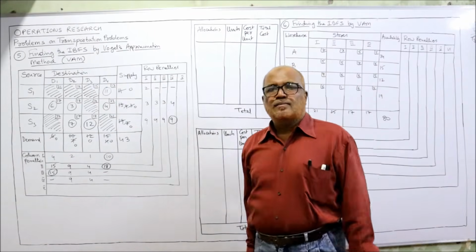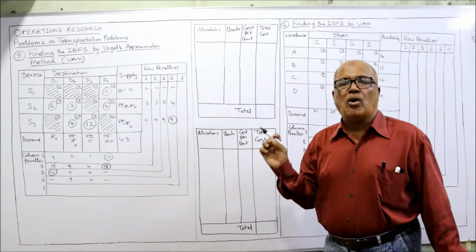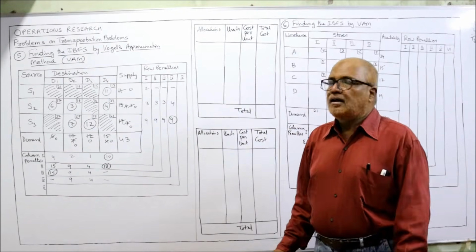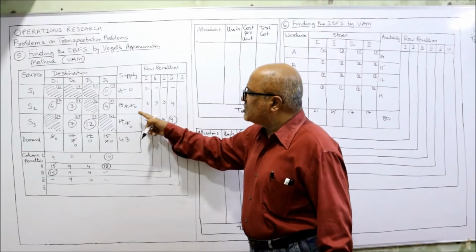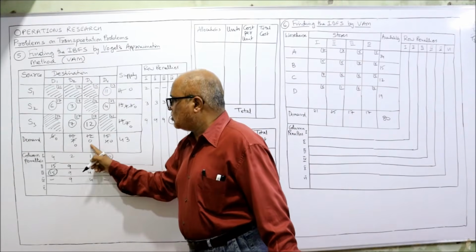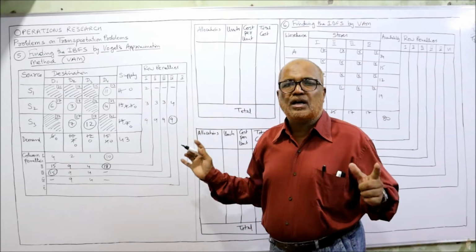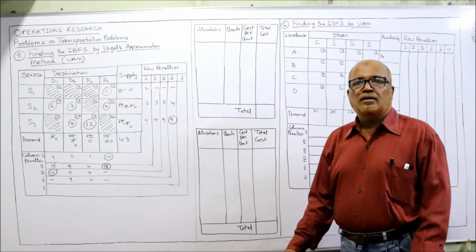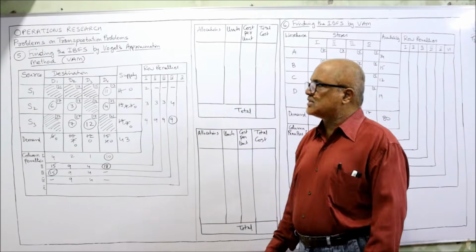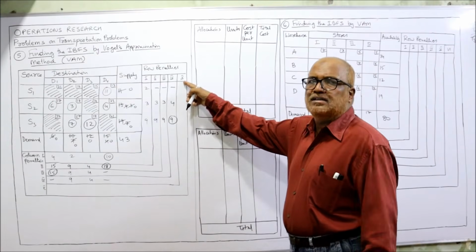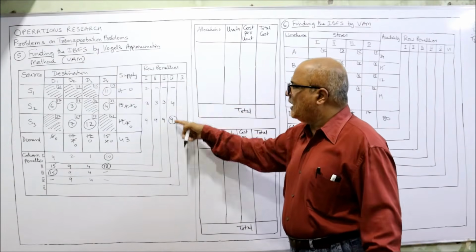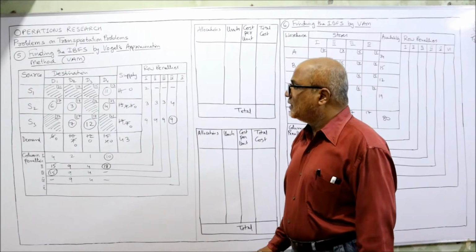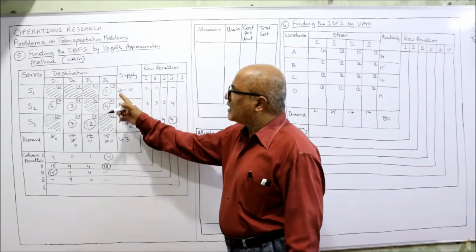Now all the cells are either occupied or blocked. No unoccupied cell is there, and the totals are 0, 0, 0, 0. Here also 0, 0, 0, 0. That means we have correctly made the allocations. This is called VAM's method of finding out the IBFS. So arbitrarily I have taken 5 penalties, but we got the solution in only 4 penalties. Right? Now we'll find out how many allocations are there.